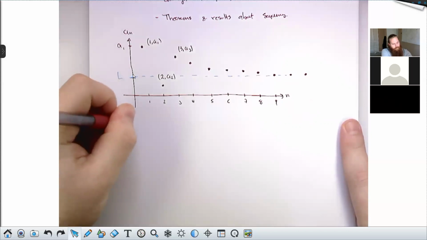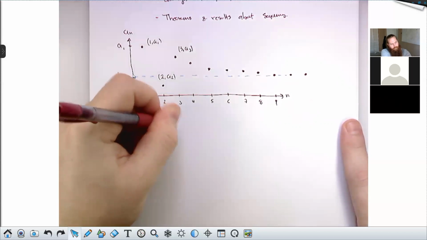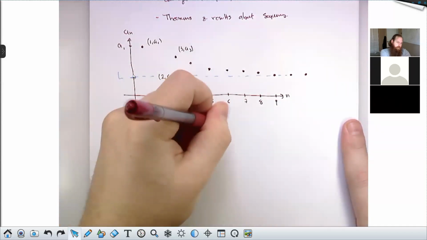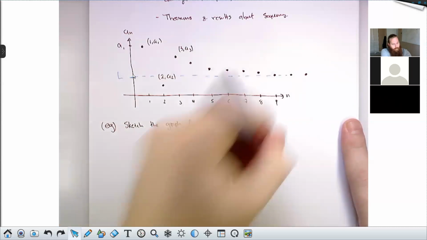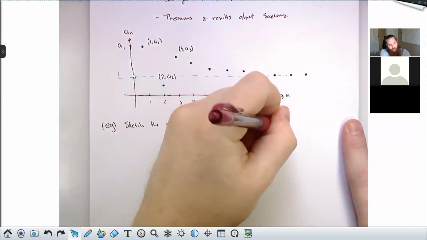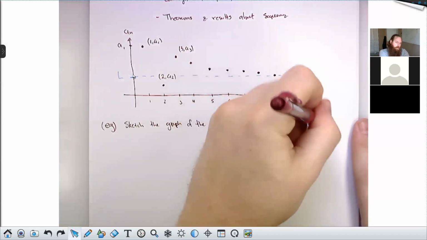So let's sketch the graph of the sequence an equals 1 over n, where n starts at 1.